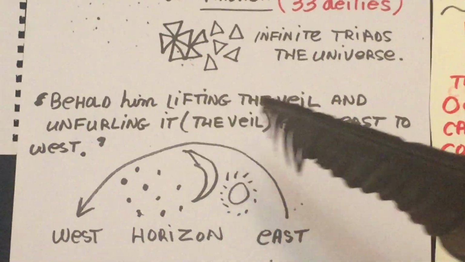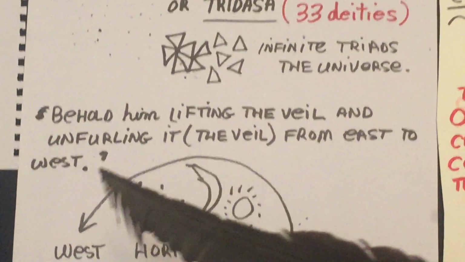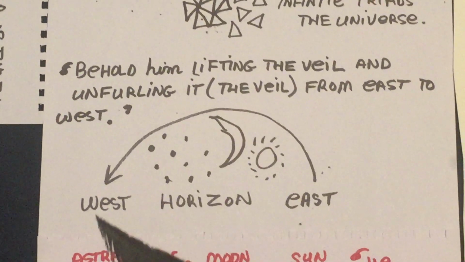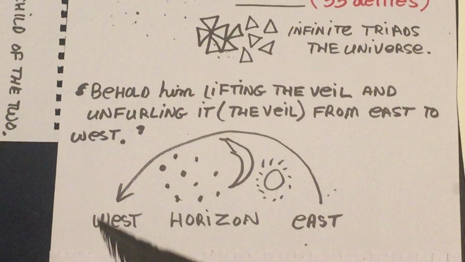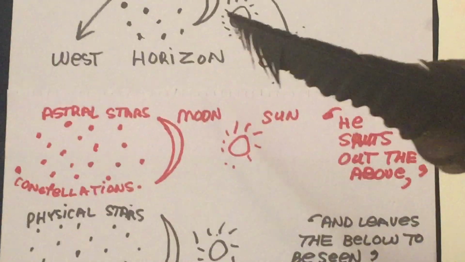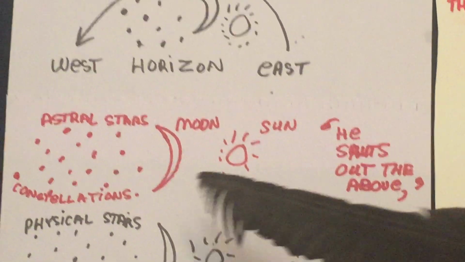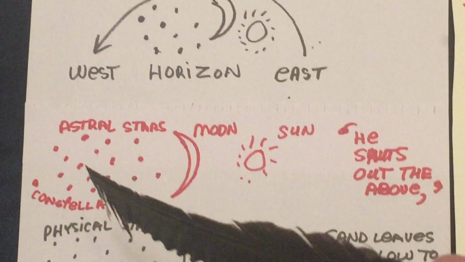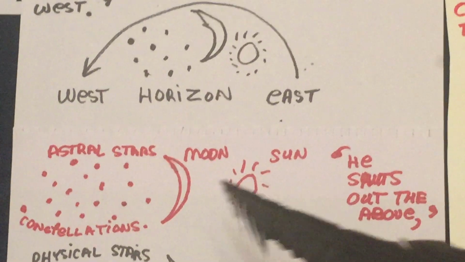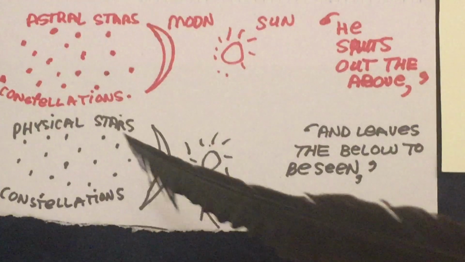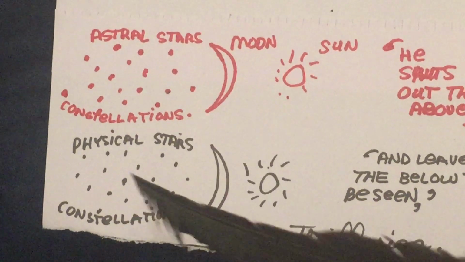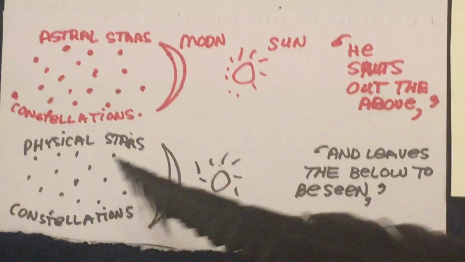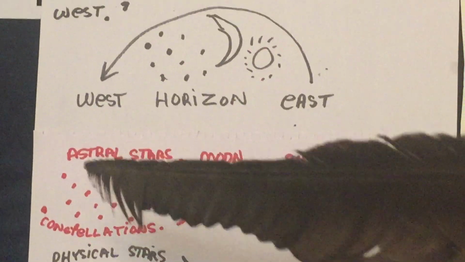Behold him lifting the veil and unfurling it, the veil from east to west. So here we see the veil being lifted as the sun, moon, and stars move from the east to the west. It's like a blanket being unfurled, and light is coming forth. Again, it is seen here, he shuts out the above. This is the astral aspects of the stars and constellations, the moon and sun, their astral energies. And these are their more physical terms. And leaves the below to be seen. That is the illusion of Maya, where we live in the firmament of the physical universe, and that is the illusion, the Maya. The truth is in the astral.